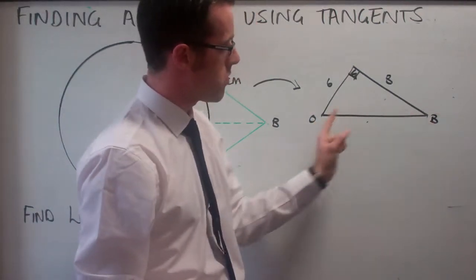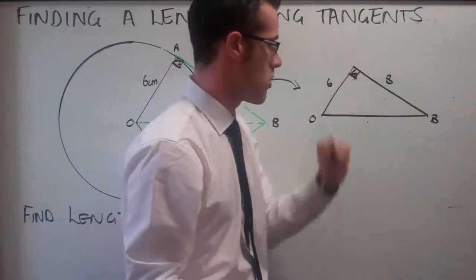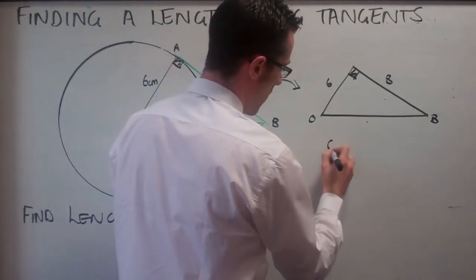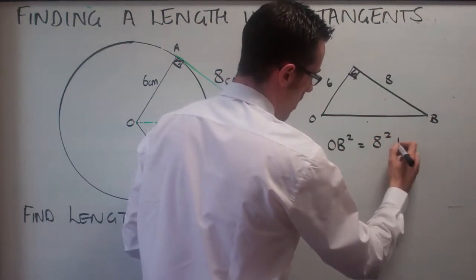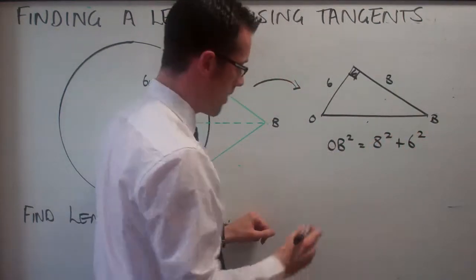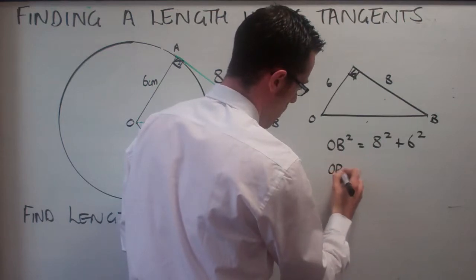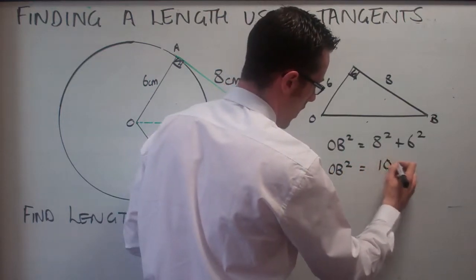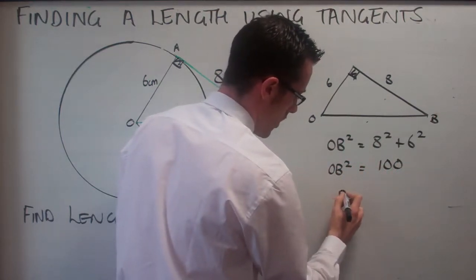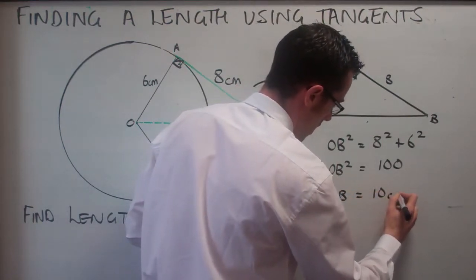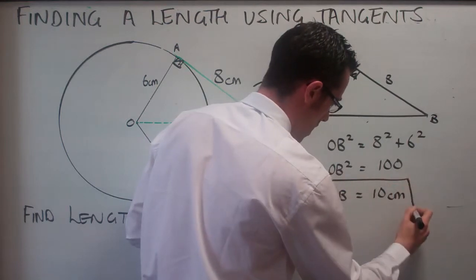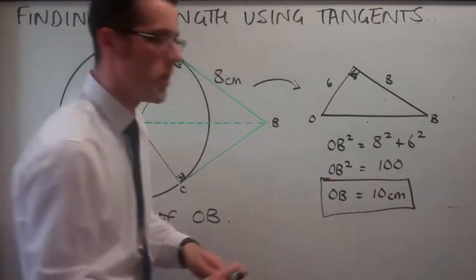Alright, so we're going to use Pythagoras' theorem. This is a hypotenuse because it's opposite the right angle. So OB squared is going to be equal to 8 squared plus 6 squared. So OB squared, if we add that up, that's 100. I'm sure you can see where this is going. So OB is 10 centimetres.